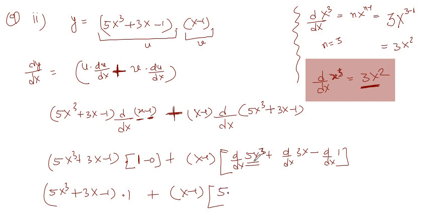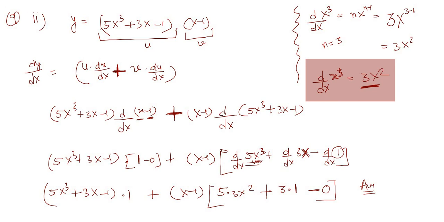5 as it is, and what is the derivative of this? 3x squared plus 3 as it is. The derivative of x is 1, minus the derivative of 1 which is 0. So this is my answer. If you want, you can simplify.